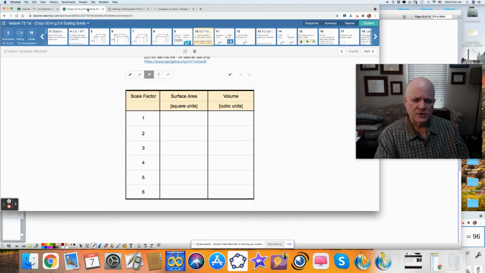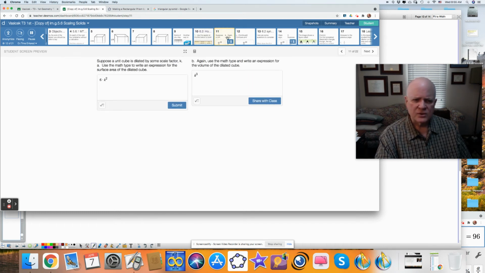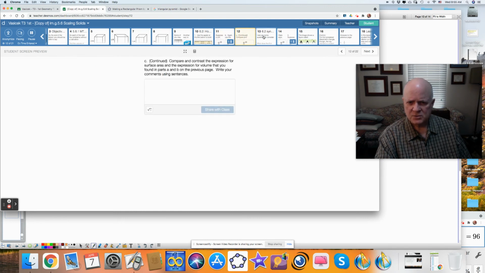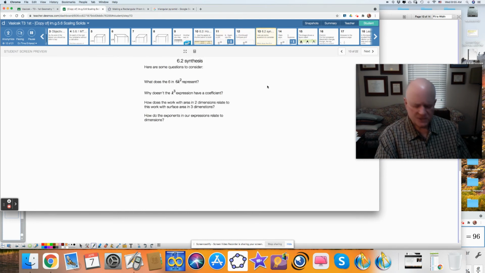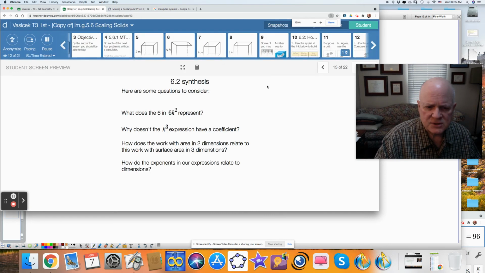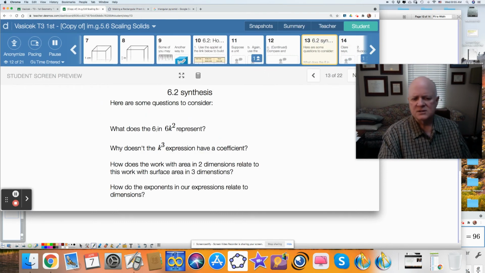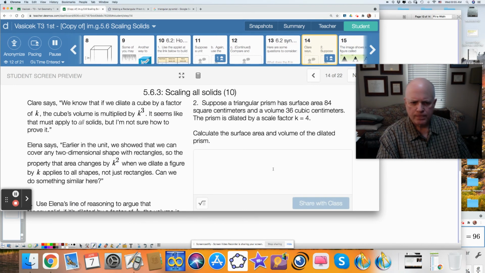Now going back to the lesson, there are some other parts to this. If you can answer these questions on pages 11 and 12. On page 13 is the synthesis of this, and she asked the question, what does a 6 represent? Well, there were 6 faces on the cube, so when you do surface area, you have to have a starting surface area. And unless it's 1, you're going to have that number next to it. I suppose that could work in volume too, but our volume was 1 originally, so we didn't have to worry about it.